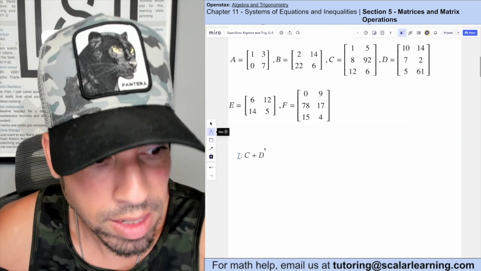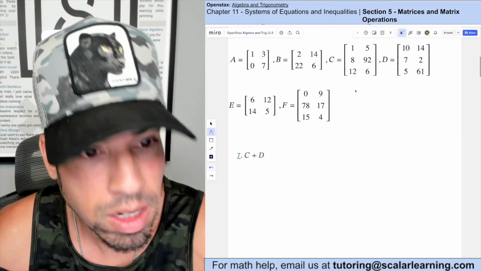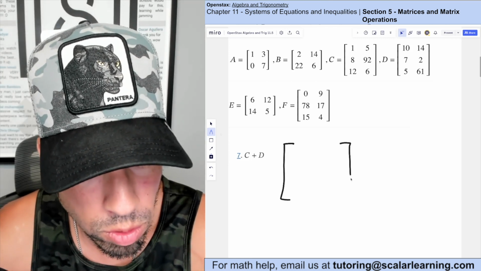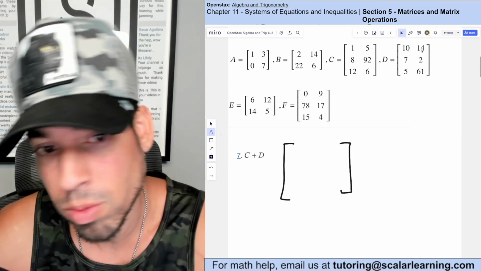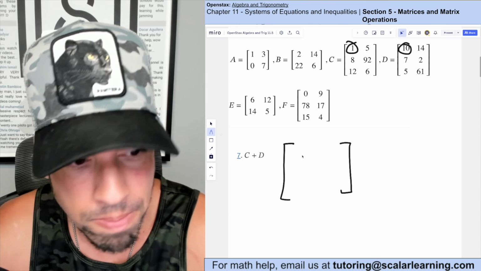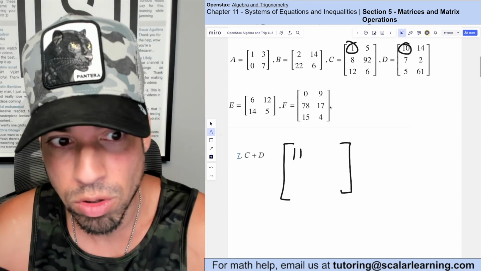So for this one, they're asking us to add matrix C and D right here. And the good thing is, because they have the exact same dimensions, we can add them together. So let me show you how this works. Basically, anything in the same spot is going to be added to something else in the same spot in that matrix, right? So 1 and 10 are going to add together and make 11, and they still go in that same spot in the resulting matrix.